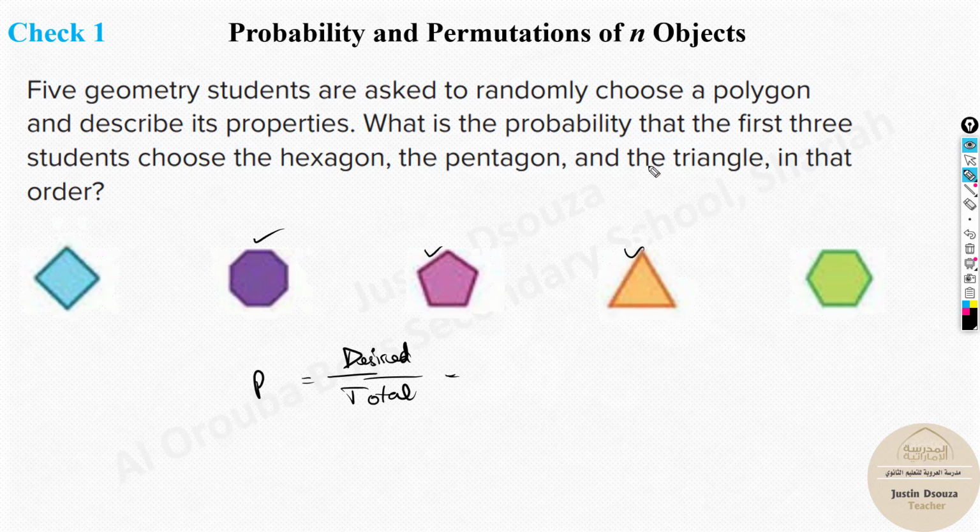Now, what is the desired? Hexagon, pentagon, triangle, all must be in order, right? It's only one possibility, one desired outcome because there is no more. Only this is the exact way to select. So it's only one possibility divided by the total.